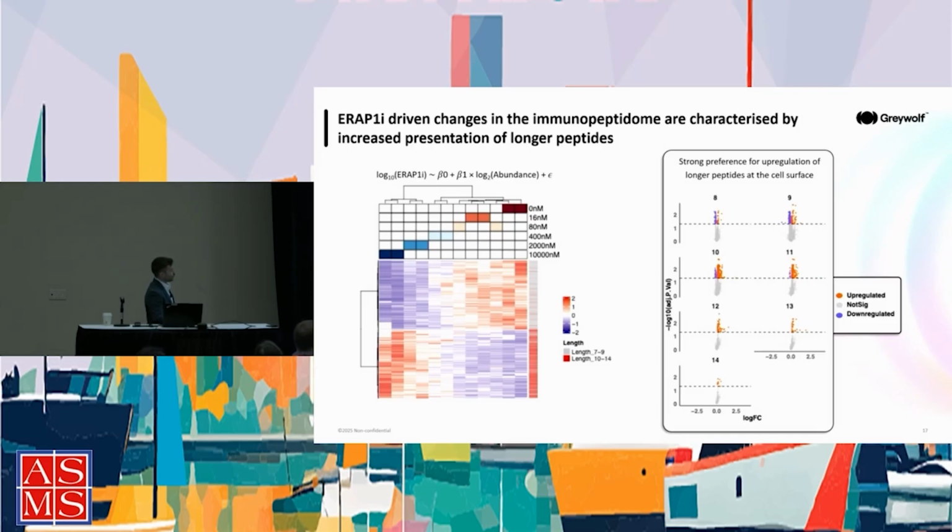But as you increase the length, and these are all these peptides represented in this heat map, you can see that we're predominantly upregulating those peptides that are longer. So really, really nice, high-dimensional data.